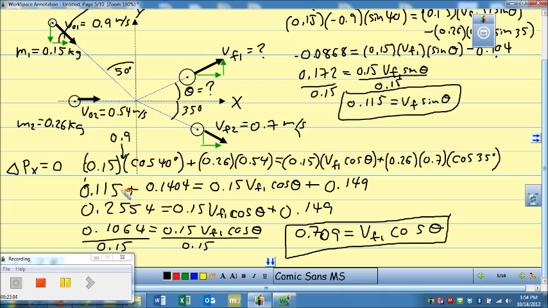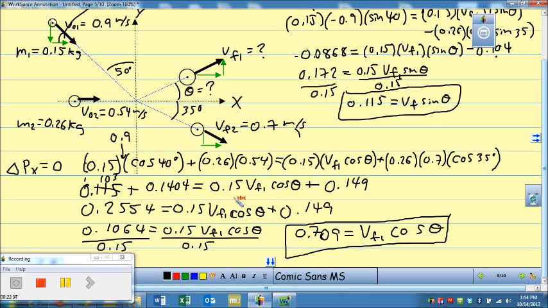So when we do this here, there should have been a 0.9 right here. Let me put that in with a 0.9 and see how it changes. 0.15 cosine 40 times 0.9. That would have been 0.103 instead of 0.115. So let's see, what if this was 103? Everything else would be the same.